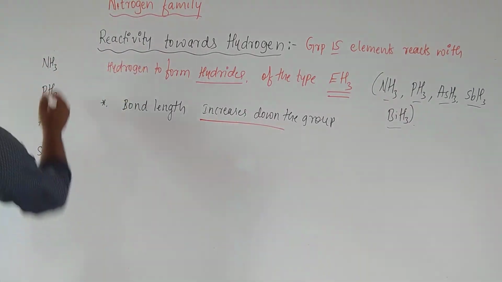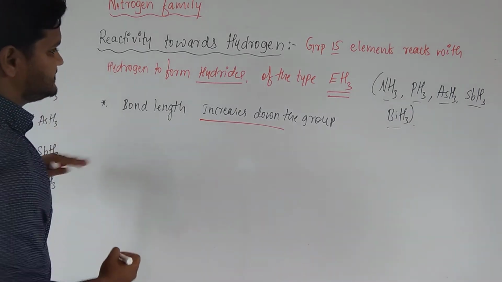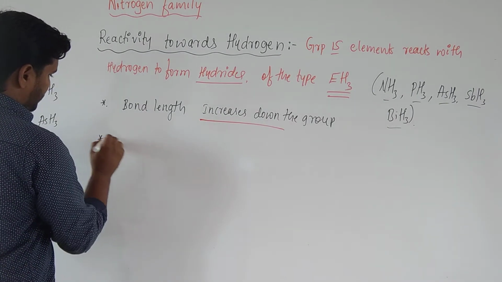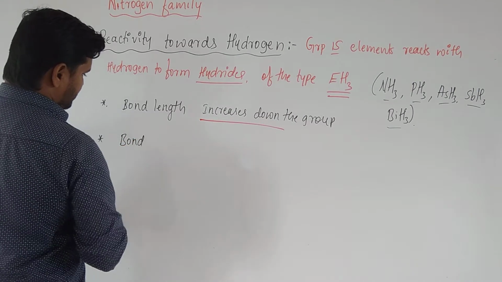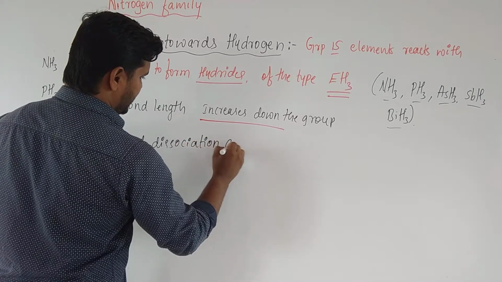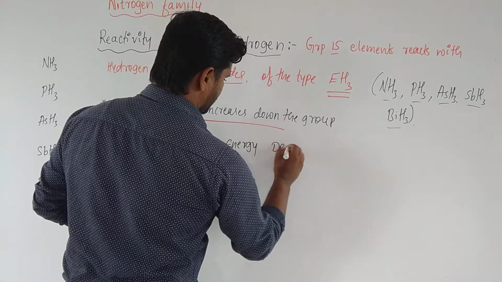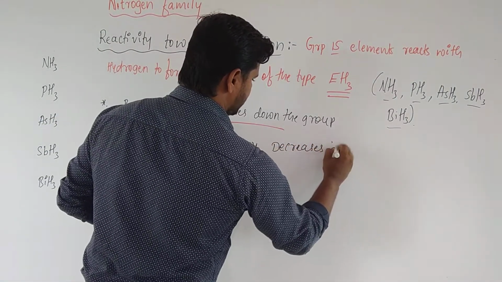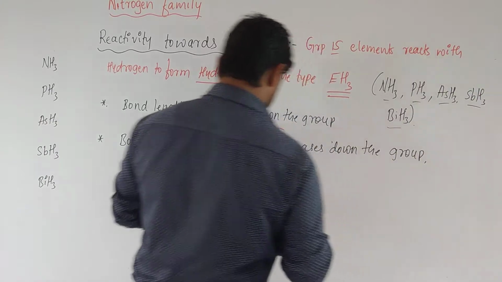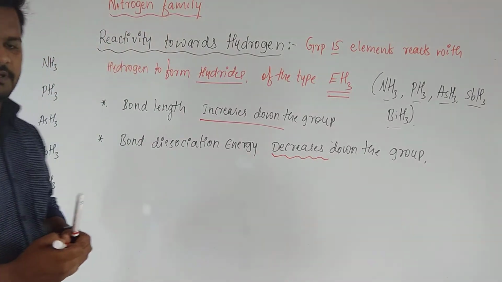Means when you move from ammonia to bismuthine, its bond length increases. And second one, bond dissociation energy. Bond dissociation energy decreases down the group. Yes, students, bond dissociation energy decreases down the group. Okay, this is the second point.